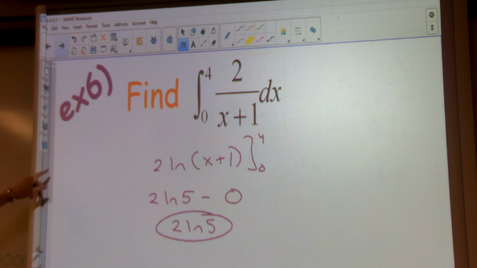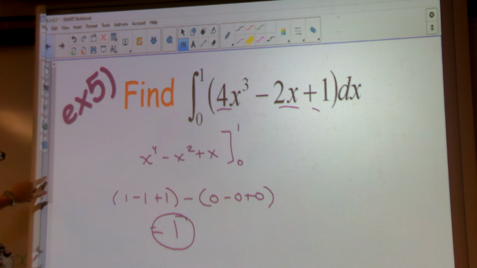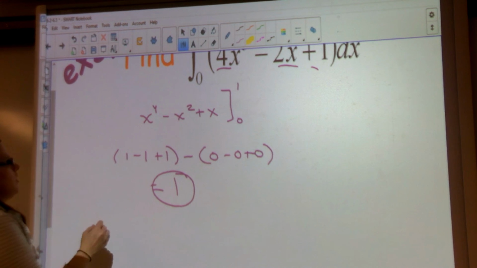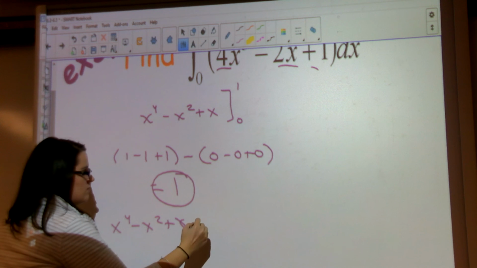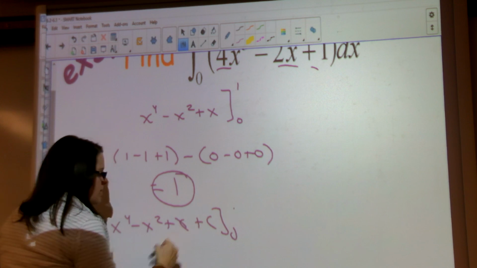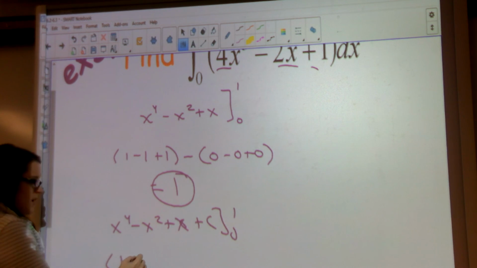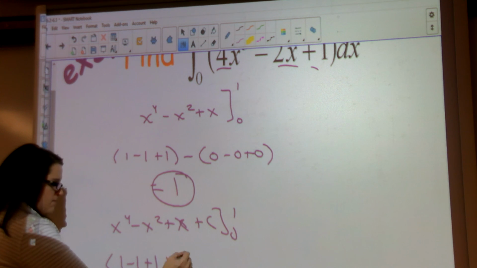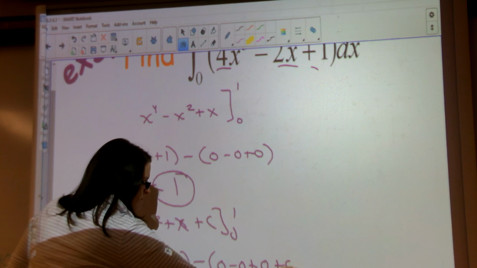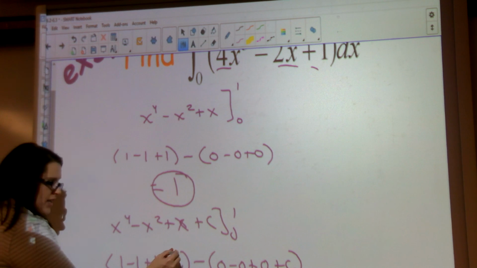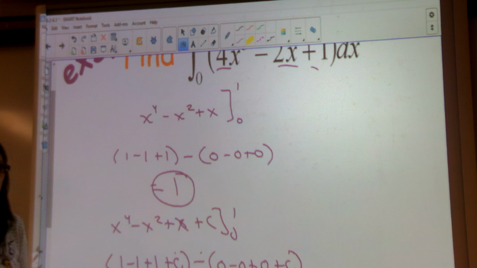By the way, let's go back here. Folks are wondering the reason we don't do plus C is because x plus C evaluated from 0 to 1 works out like this. When I plug in 1, I would get 1 minus 1 plus 1 plus C. Plug in 0, I get 0 minus 0 plus 0 plus C. Your C will always be C minus C, every single time. That's why we do not have a plus C for definite integrals.